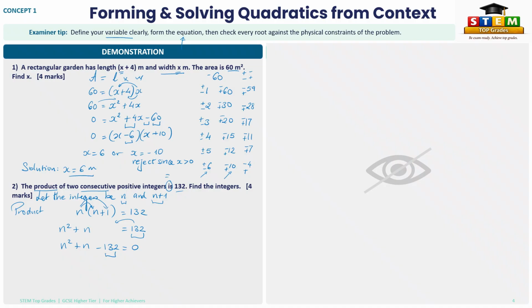So 132, let's look at the factors of that number. The factors are 1 and 132, 2 and 66. You can easily do that by dividing 132 by 2. You can try it with 3 and you're going to get 44. If you divide 132 by 4, you're going to get 33. And if you divide by 6, you're going to get 22. And if I divide by 11, you're going to get 12.